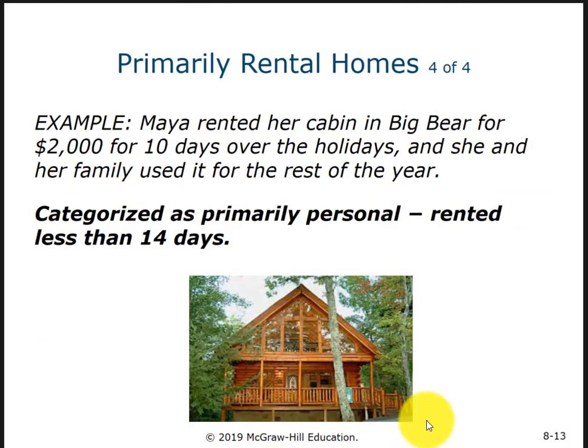And we'll end with an example. They rented their cabin in Big Bear for $2,000 for 10 days over the holidays. So if that was the only rental you had, you used it for the rest of the year, and it was not rented again, then it is primary personal. You get that $2,000 tax free. You might say you get to receive it, and you don't have to include it in income.